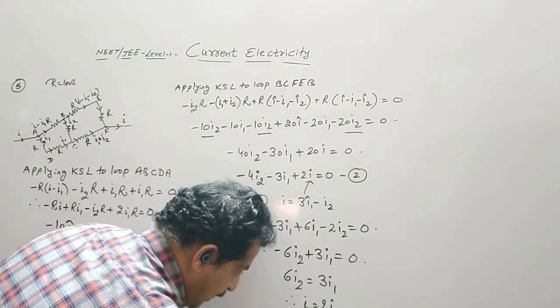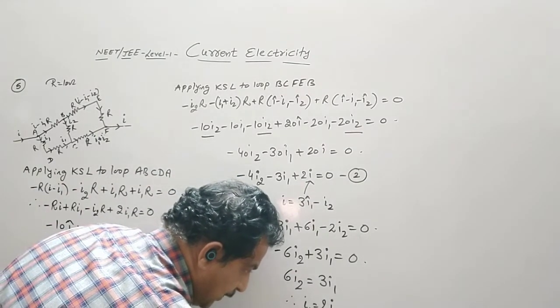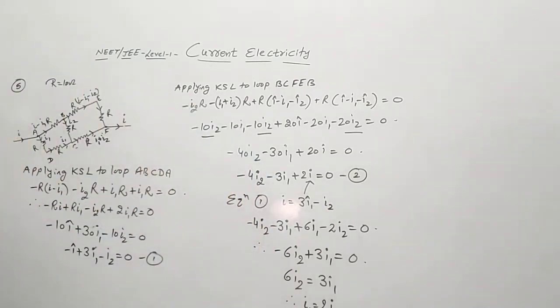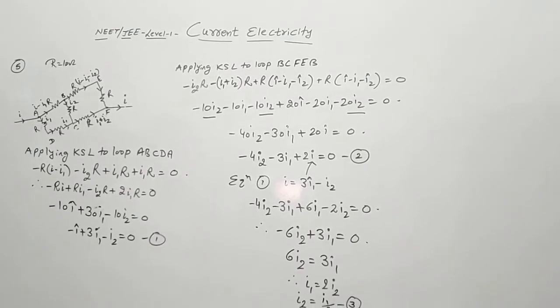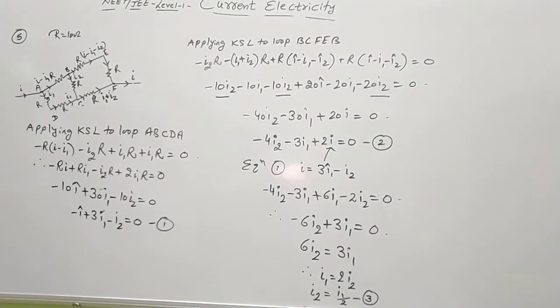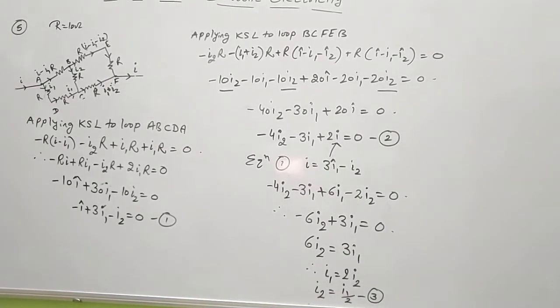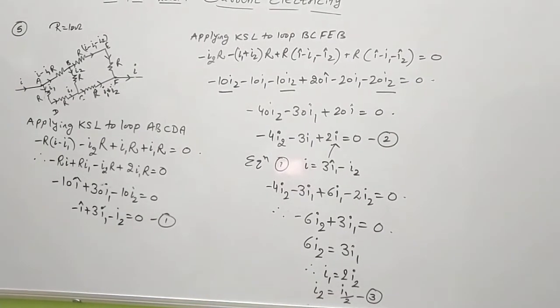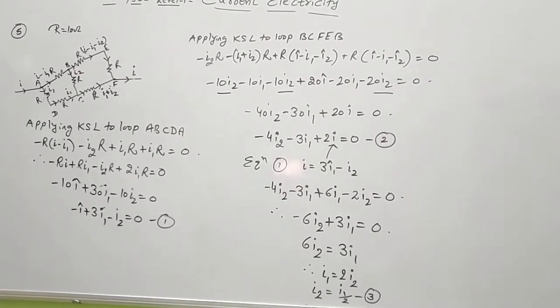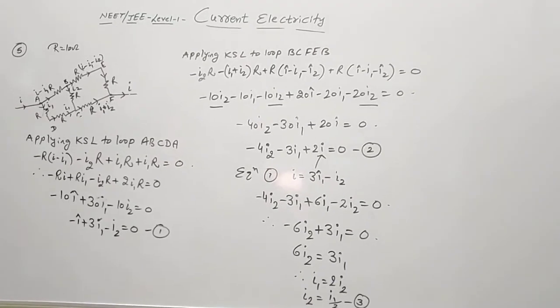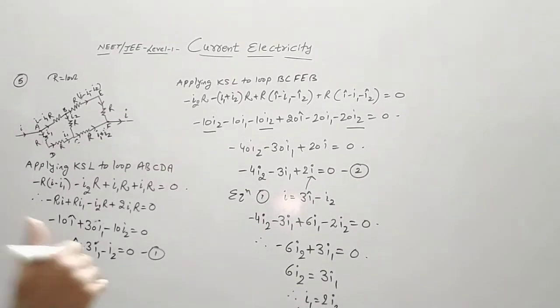Now we need an answer in terms of I, so we eliminate I2. I2 can be written as I1 divided by 2. Let us say this is equation 3. That is, I2 is I1 by 2, or you can say I1 is twice I2. So we need I1, so we eliminate I2 from equation 1 by substituting equation 3.